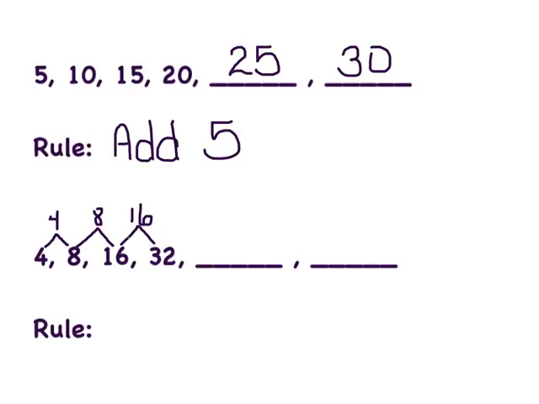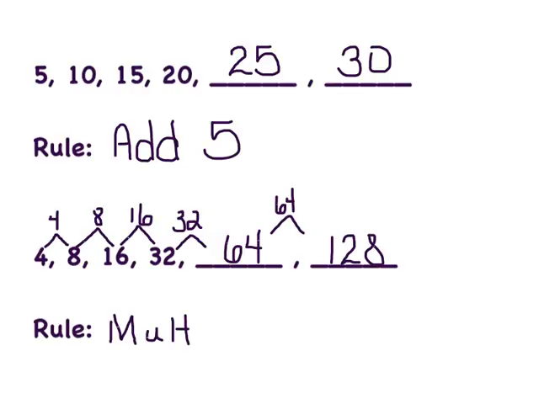Another word for doubling is multiplying by 2. So if that's the case, then I would have 32 and 32, which would give me 64. And then 64 and 64 would give me 128. So what did I do? I multiplied by 2.